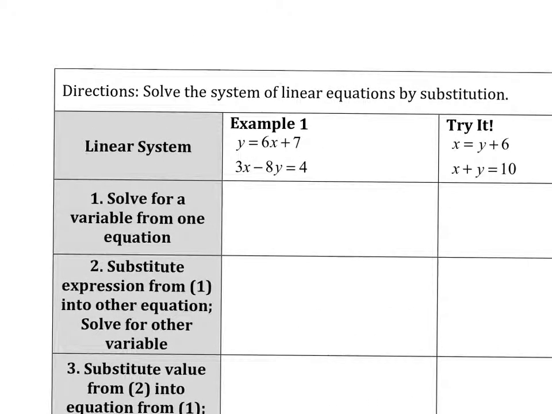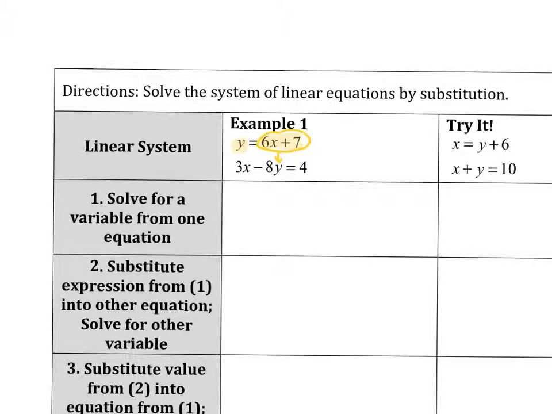Okay, step number 1 is actually done for us already. Why? Because y is solved for. Look, y is right there, and so this expression is the value of y. So all we do is take that amount and plug it right there into y. So that's actually step 2.